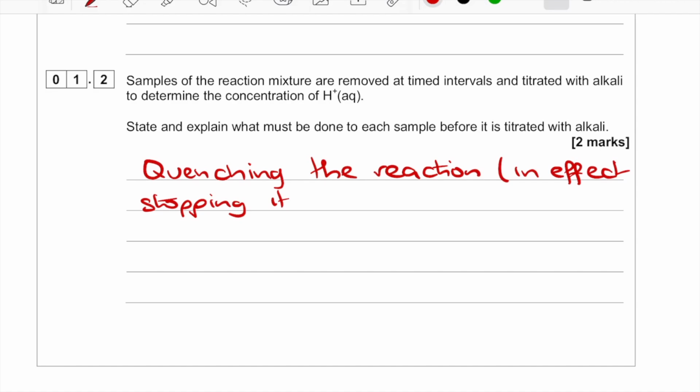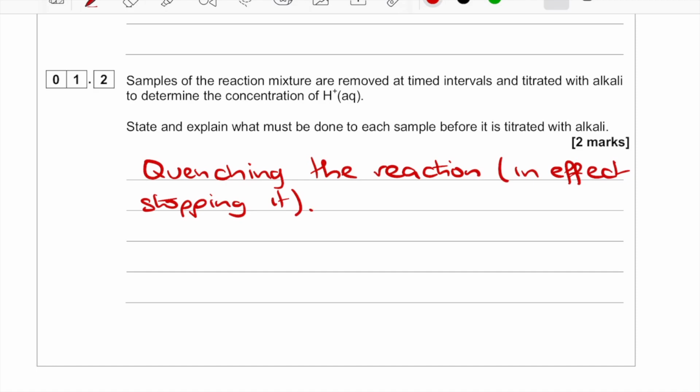Now, we have to explain how we're going to do it. Stating it is quenching it; explaining it is how we're going to go about quenching. If we were trying to determine the order of reaction with respect to either hydrogen peroxide or iodide, then, if we know there's an acid catalyst, one of the things we can do is remove the acid catalyst, and we would do that by adding something like sodium carbonate.